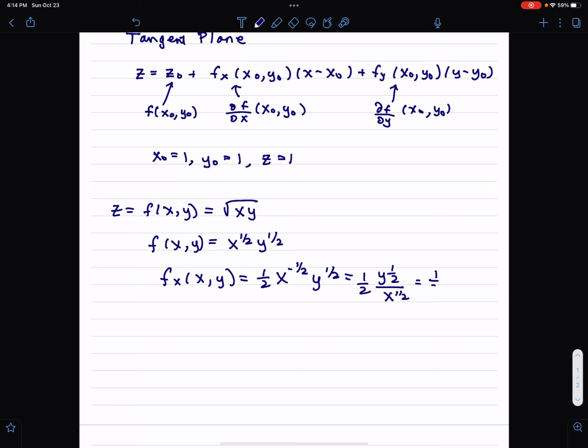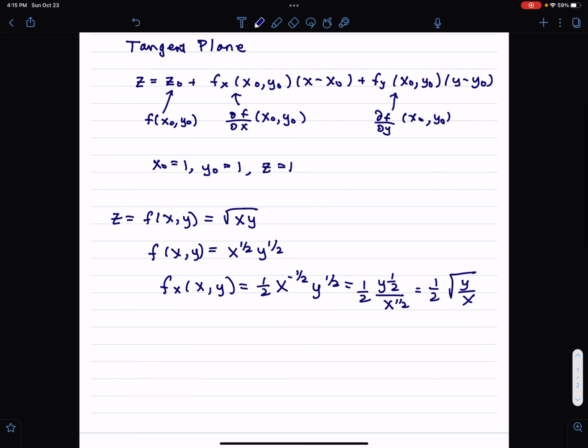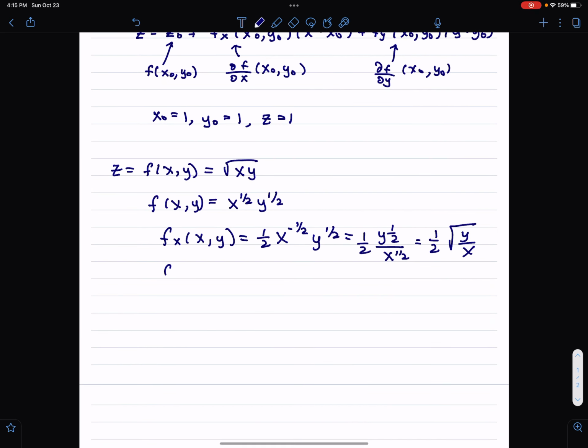I don't really need to simplify it, but it's just sitting right in front of me, so why don't I simplify it? And then f_x evaluated at (1, 1), because those are our points for x and y where we're finding the tangent plane, is 1/2 square root of 1 divided by 1. So that's 1/2 square root of 1, which is equal to 1/2.